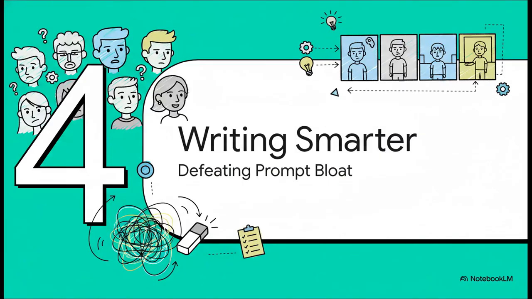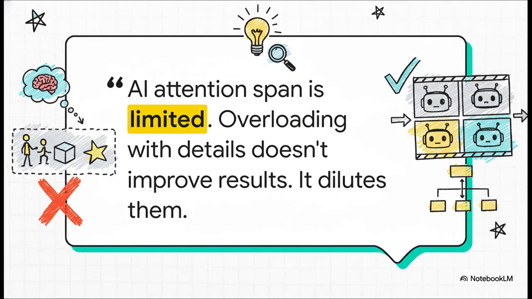Now for a pitfall that's going to feel a little counterintuitive at first, writing prompts that are actually too long. We call this prompt bloat, and believe it or not, it can totally derail your results. Think of it this way. The AI has a pretty limited attention span. It pays the most attention to, say, the first 30 or 40 words of your prompt.